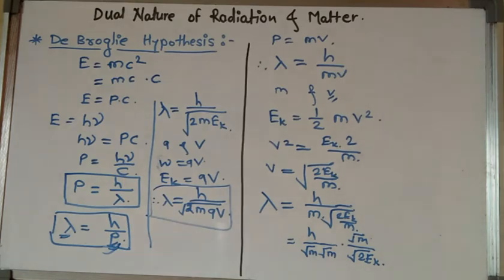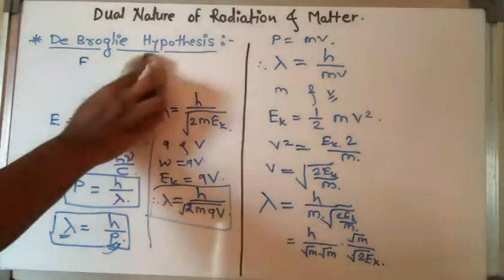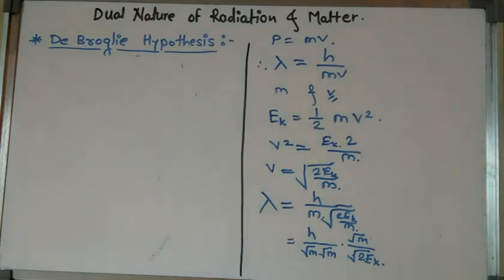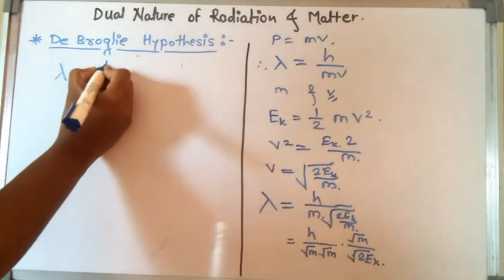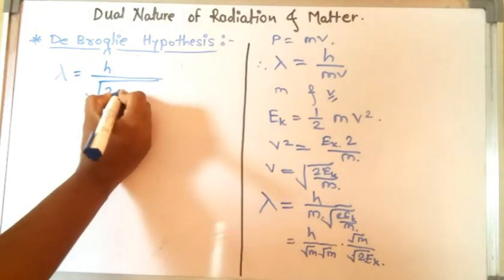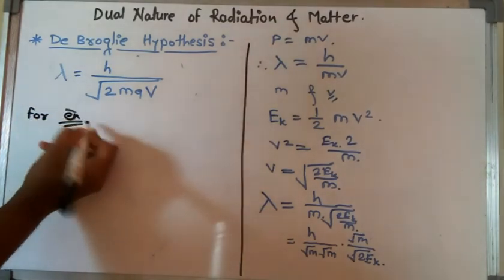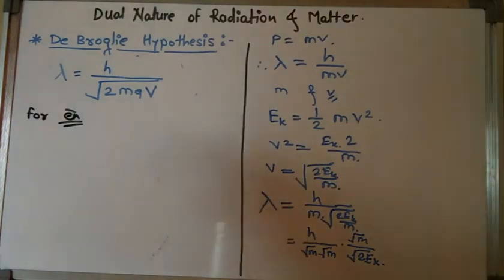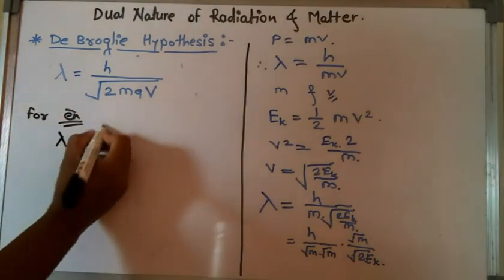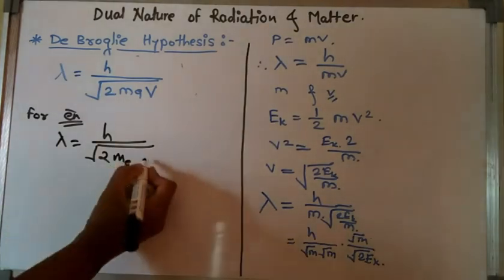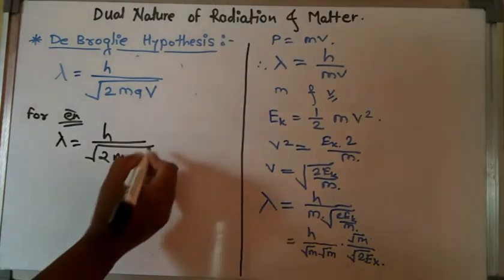Next, see, from this relation we consider an electron. This relation holds good for any charged particle like proton, electron, etc. Okay, then for electron, see what is that equation: lambda is equal to h divided by square root of twice m into q into potential V. For electron, a charged particle, we can write this lambda is equal to h divided by square root of twice m e, that is mass of electron, and q is the charge of electron e, and then potential V.